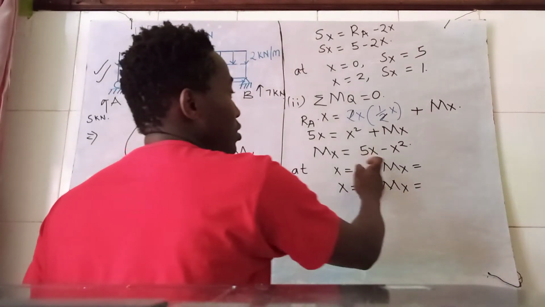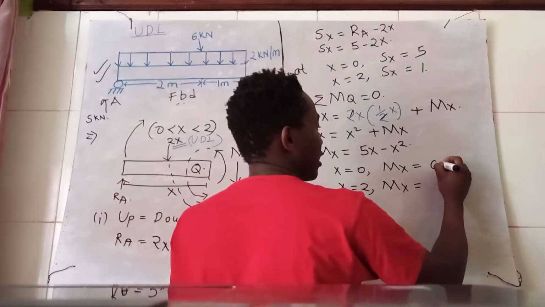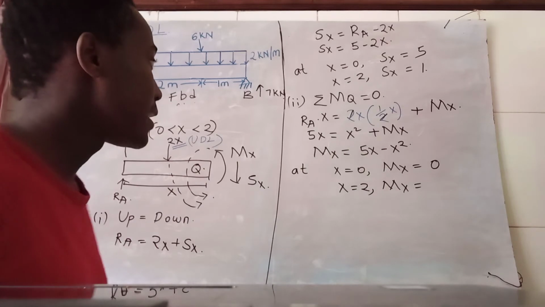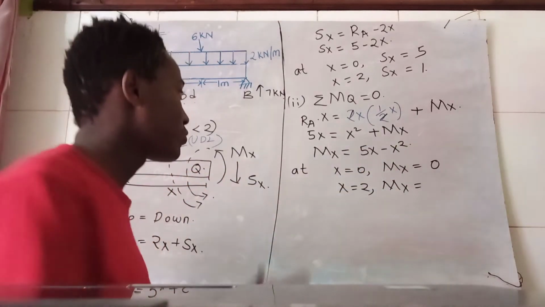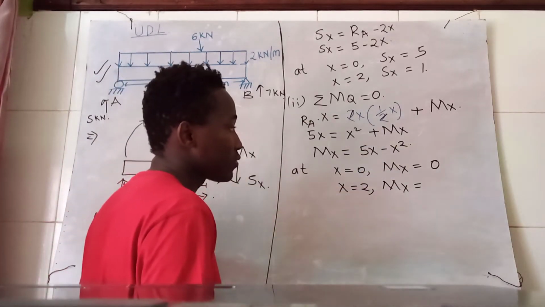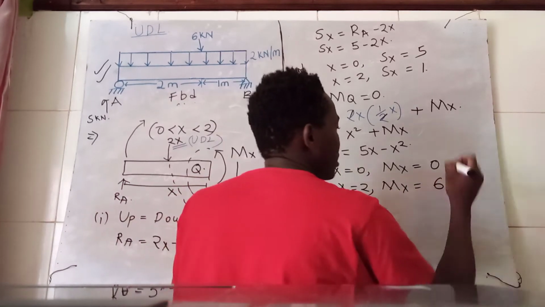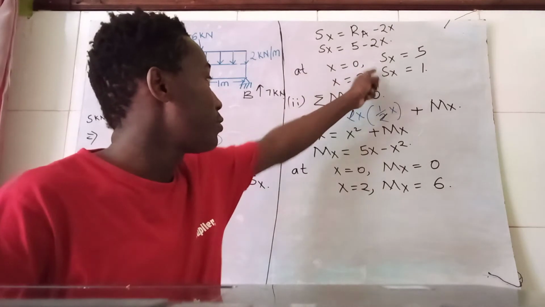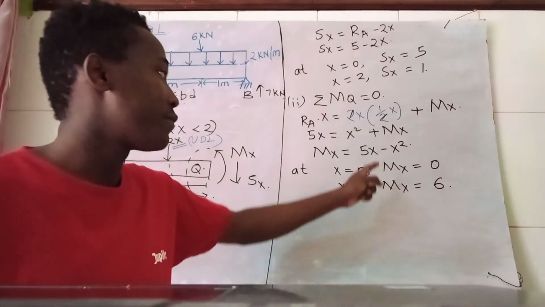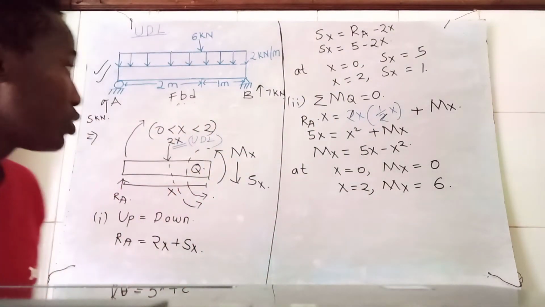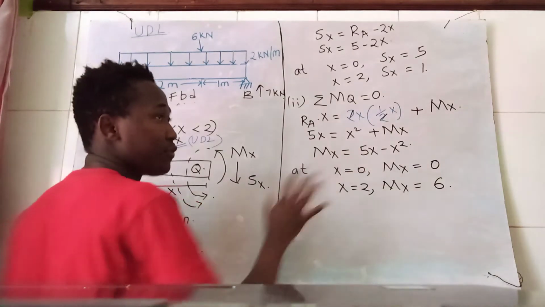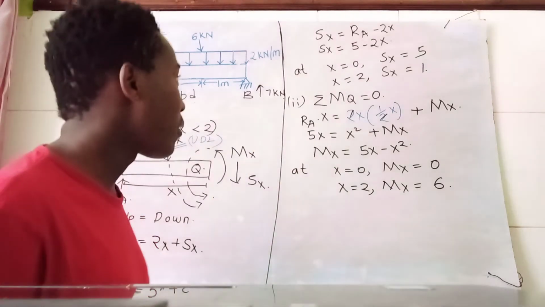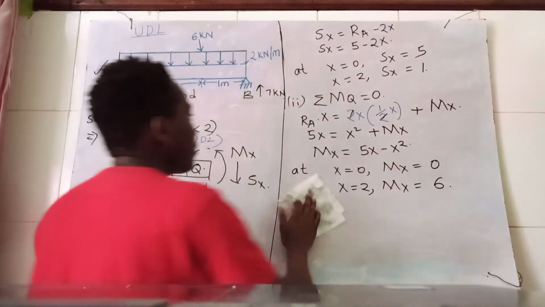At 0, I shall have 0. At the point 2, 5 times 2, 10, minus 2 squared, that is 4. 10 minus 4 is going to give me 6. And with that, I have the value of the shear force and also the value of the moment M. So I want you to note these values somewhere. We are going to use them to plot our diagrams.